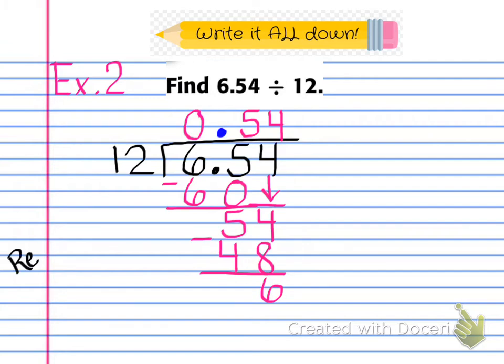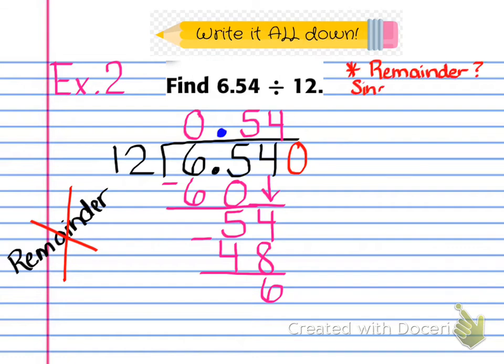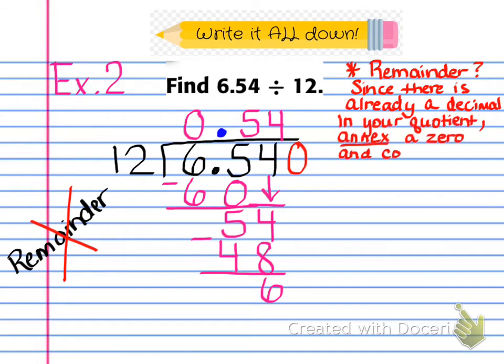So right now, let's go ahead and add a 0. We don't want any remainders. That's just a little reminder. We're going to add that 0, and then we're going to drop it. Since there is already a decimal in your quotient, you can just add a 0. So you want to add this note here with the remainder, and you also want to have the remainder with the big red X on the left-hand side. And then you're just going to go ahead and bring that down.